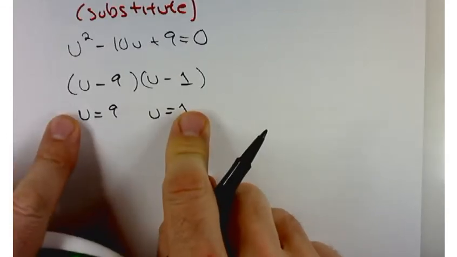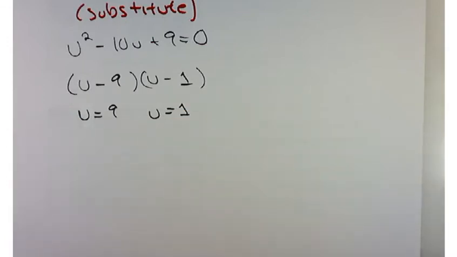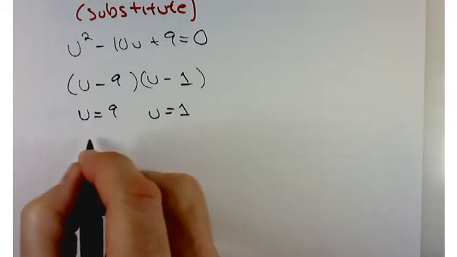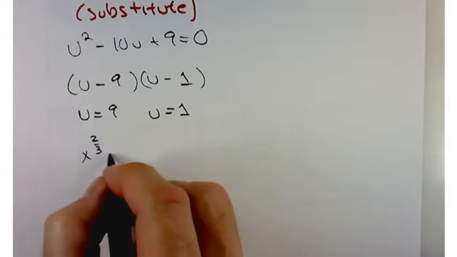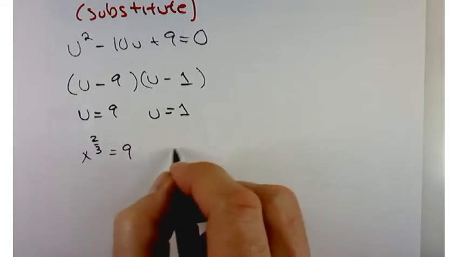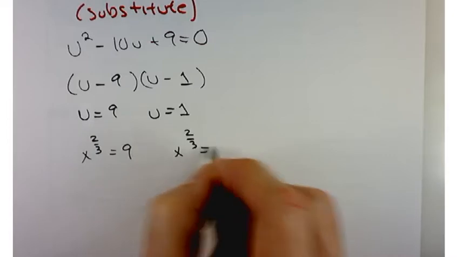But we're not going to stop here because we want to solve this problem in x, not in u. So we need to keep going. And you're right. Thank you. Let's go back to, well, u was really taking the place of x to the 2/3. So it's x to the 2/3 equals 9, or x to the 2/3 equals 1.